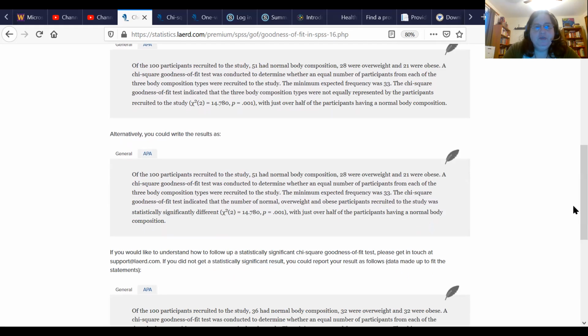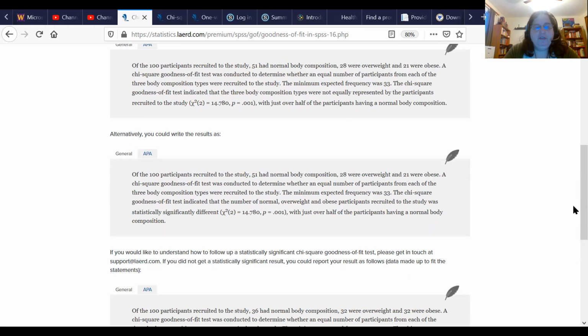Of the 100 participants recruited to the study, 51 had normal body composition, 28 were overweight, and 21 were obese. A chi-square goodness of fit test was conducted to determine whether an equal number of participants from each of the 3 body composition types were recruited to the study. The minimum expected frequency was 33. Nice to put that in.